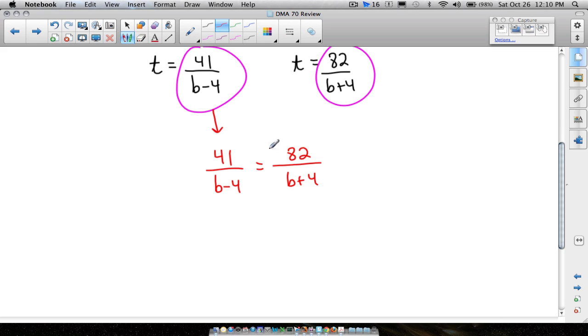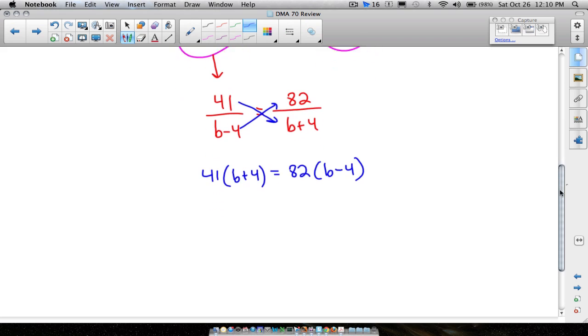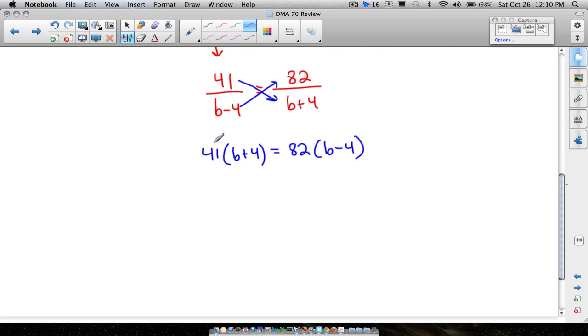Now from here, all we really have is a proportion, to be quite honest with you. You can cross multiply 41 times b plus 4. And the reason why we can cross multiply is because we have one fraction equal to one fraction. So cross multiply here, 82 times b minus 4. And now it's nothing but a bunch of distributive properties and some equation solving. So 41 times b is 41b. And then 41 times 4, that's plus 164. This is equal to 82 times b is 82b. And then 82 times a negative 4, we get negative 328.